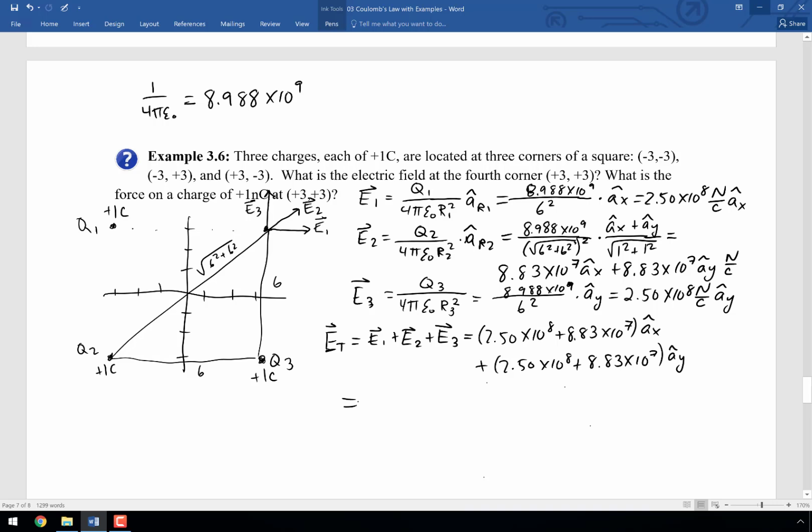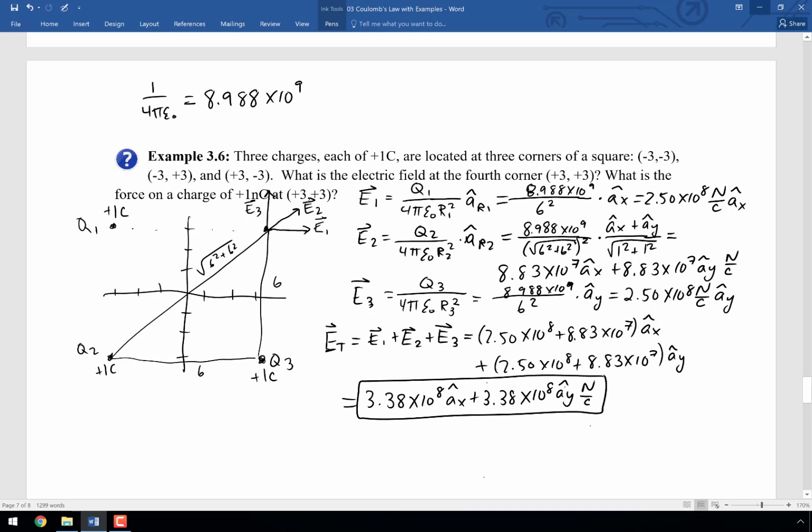And then this total electric field works out to be 3.38 times 10 to the 8th a sub x plus 3.38 times 10 to the 8th a sub y newtons per Coulomb. That's the electric field.